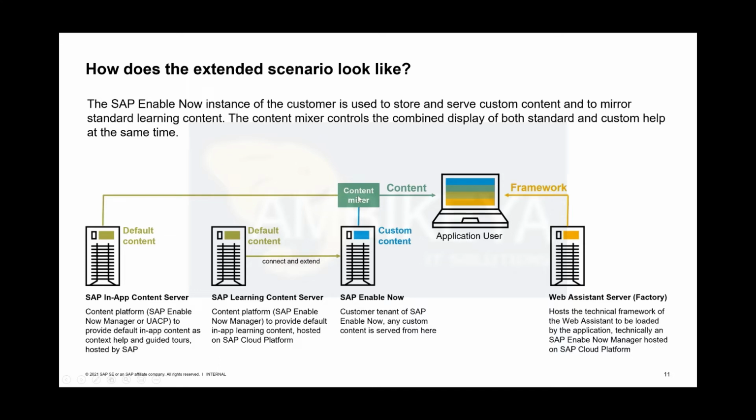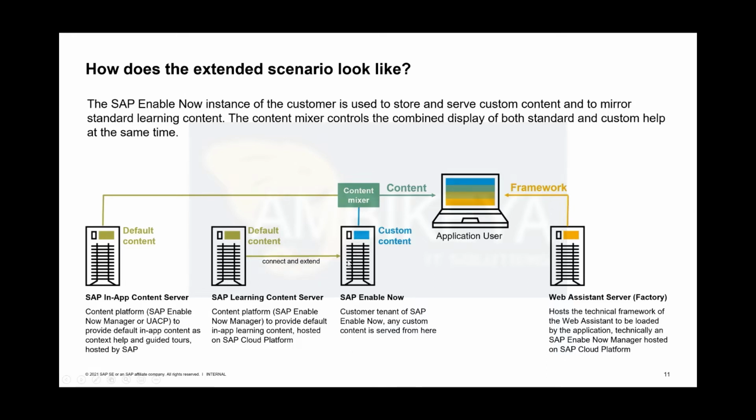Jumping into the content mixer, the default learning content, as you all know, has to be connected and extended within the customer's Enable Now tenant. So we mirror the complete relevant content from the default content server into the Enable Now customer tenant. And then we create a so-called extended work area on top of that. So there is no direct connection between the learning content server and the mixer anymore. This is passed through the customer instance. That's one of the biggest question marks that we still got. What's the story behind this?